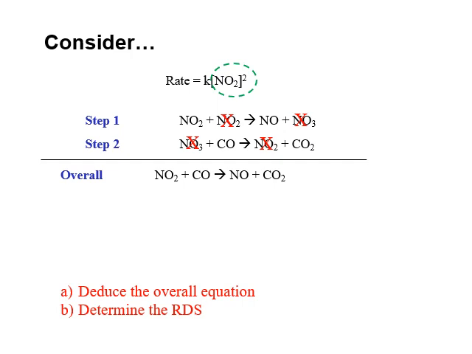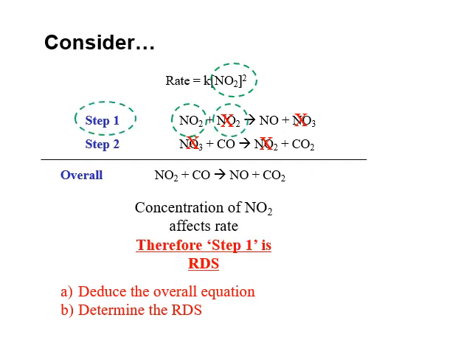The rate equation suggests that the rate depends on NO2 squared. Well, there are two NO2s in step 1. So step 1 is a rate determining step. If step 2 was a rate determining step, you would expect to see CO in the rate equation as well, and it's not there. So step 2 could not be the rate determining step.